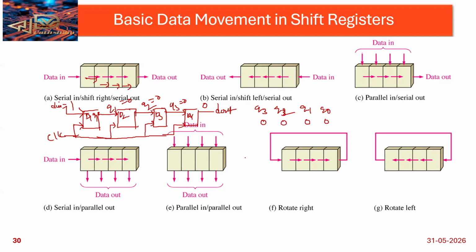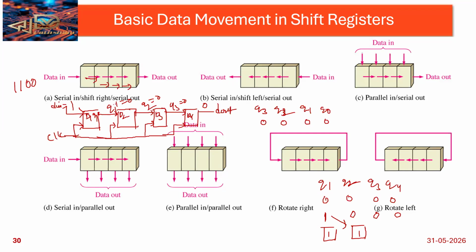That will be stored in, see, you can consider like this: this is Q1, Q2, Q3, and Q4. Initially, all are zeros. Whenever Dn is 1, then Q1 is 1. Remaining Q3, Q2, Q4 will be 0. So whenever we are giving the data value, say 1100, whenever you are giving the next value 1, this will be shifted to Q2.